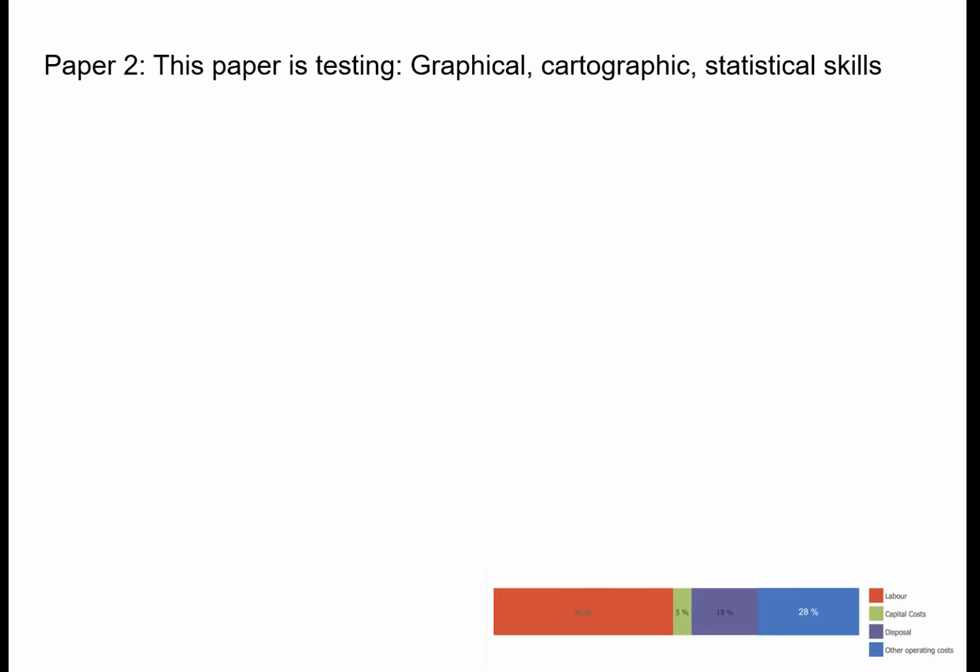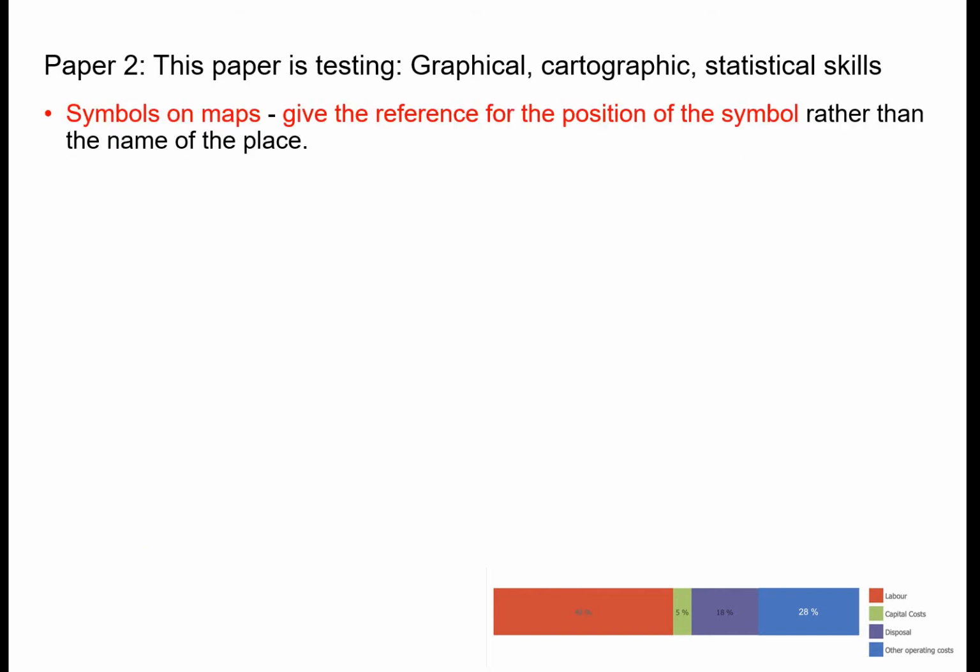Okay, there's a section on your worksheet with a little box and it says Paper 2 will be testing me on. So this is what we'll be testing you on. I've highlighted the keywords in red that you might want to write down in that box there. So symbols on maps. You need to identify if it is a symbol, and then give the reference for the position of the symbol rather than the name of the place.